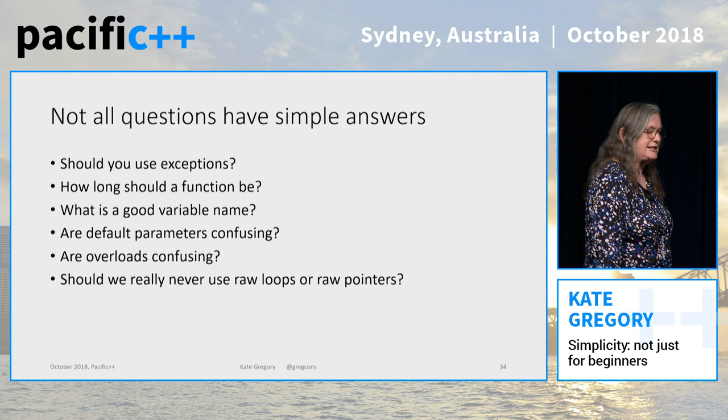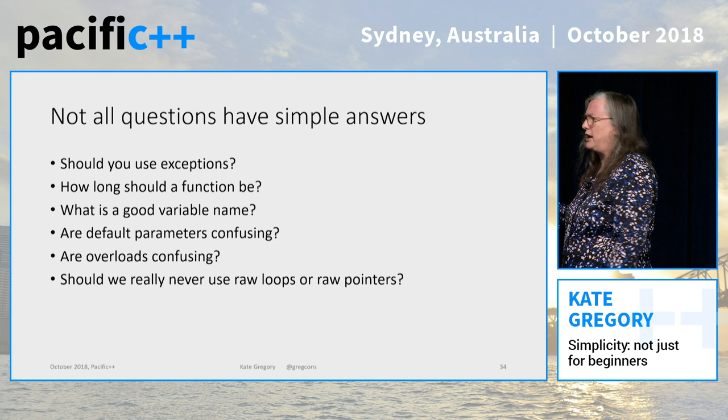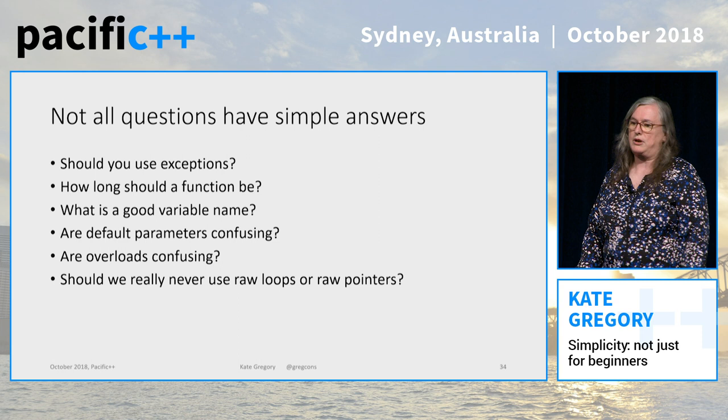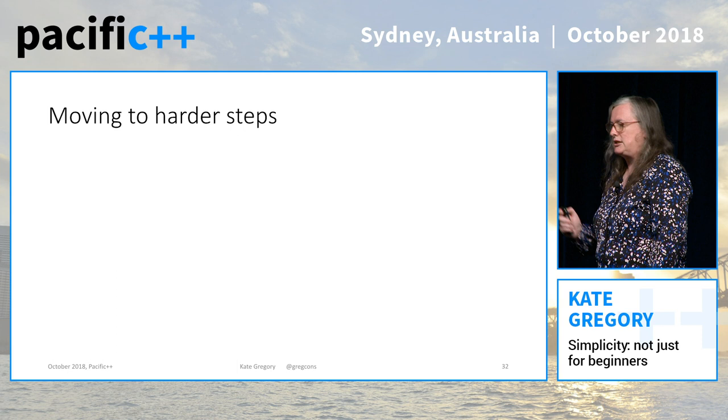And the same is true for our questions, right? Exceptions, yes, exceptions, no. When I say a function should be short, what do I mean? 23 lines? 27 and a half lines? What's the exact cutoff for a function constituting short? Good variable names, whether or not to use default parameters, whether or not to use overloads, whether or not to use raw loops and raw pointers, there are no crisp, easy, obvious answers to any of these. Even goto has its place. So then that brings us to where you start to need judgment and experience.